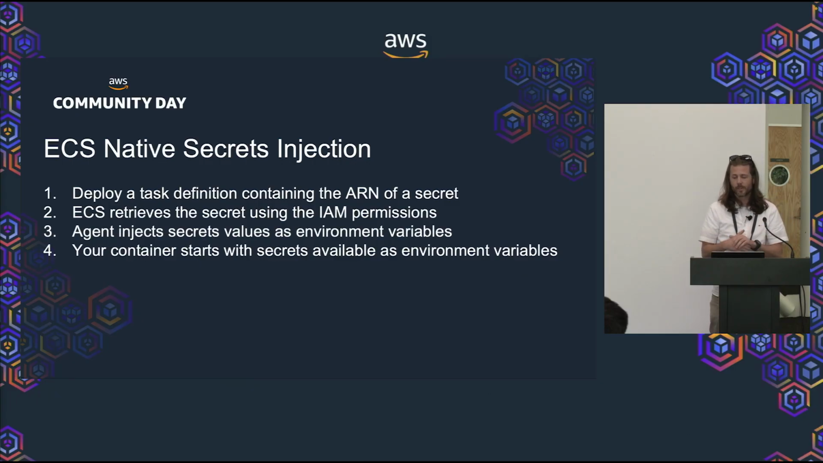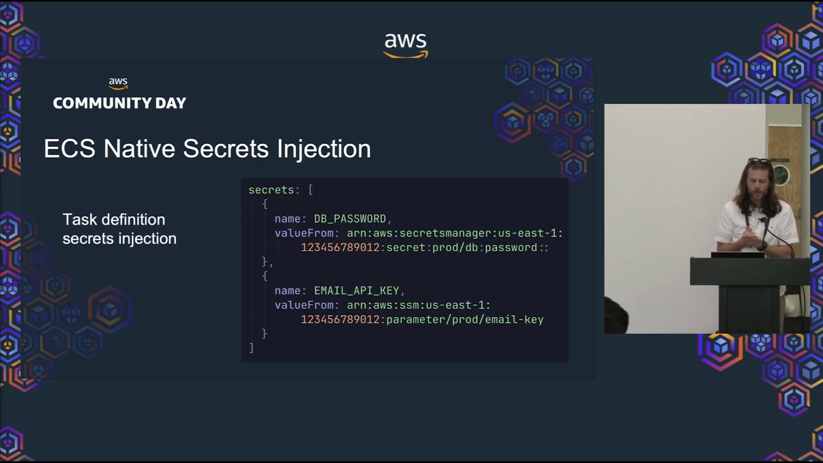So the big difference here is that ECS task definition file doesn't just have the string literal of your secret. It has a reference to a location that the secret can be retrieved from. The end result is that your application will start and that secret will be available as an environment variable. So here's what that looks like.